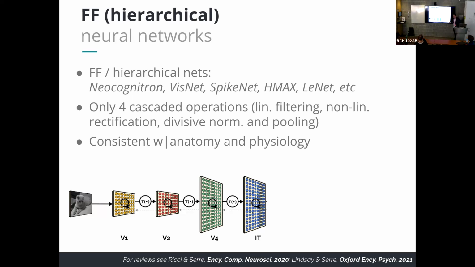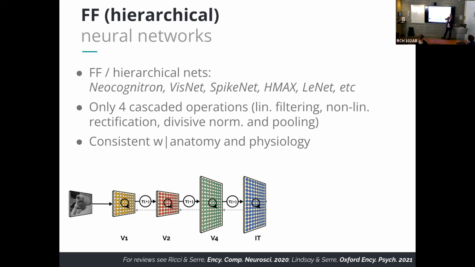I think the most interesting result from this whole line of work on feedforward hierarchical neural networks is that much of the tuning, selectivity, and invariances of neurons in the ventral stream can be well accounted for by those models. And the main computations underlying these models are really just 4 operations that are being cascaded, where we have a hierarchy of visual processing stages, and within each of those stages, 4 key mechanisms are needed: filtering, nonlinear rectification, divisive normalization, and pooling.